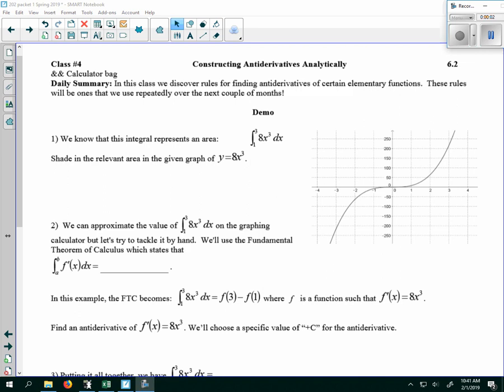So in this class, we're going to discover rules for finding antiderivatives of certain elementary functions. These rules will be ones that we use repeatedly over the next couple of months.